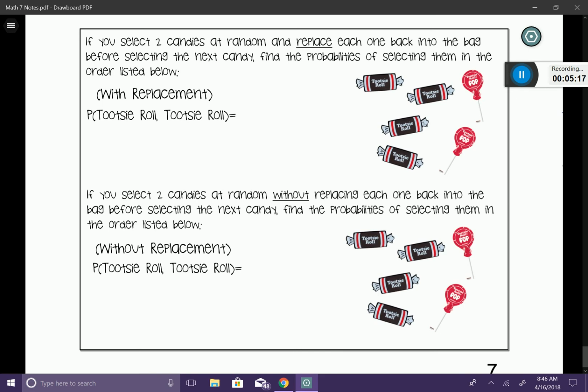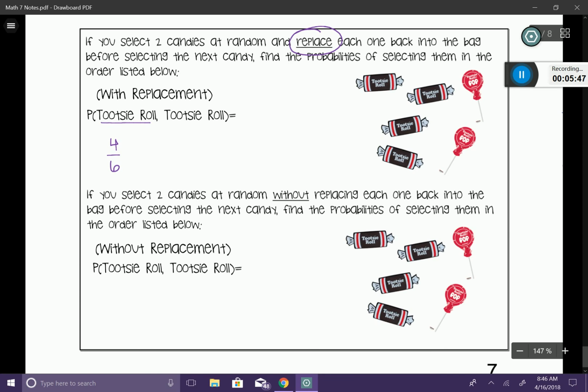So we want to know, what are the chances of selecting a Tootsie Roll and then selecting another Tootsie Roll? But the big key thing is that after we select the first one, we put the first Tootsie Roll back. So let's talk about it. The chance of going into the bag and selecting a Tootsie Roll would be 4 out of 6.